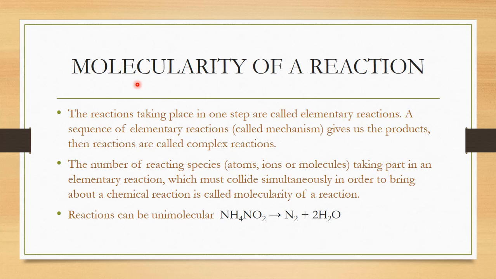We have one more term, that is molecularity of a reaction. Molecularity helps us in understanding the mechanism of a reaction. Now there are some reactions which take place in one step. Those are called elementary reactions. A sequence of elementary reactions called mechanisms gives us the products, and those reactions for which we are able to write a number of reactions are called complex reactions.